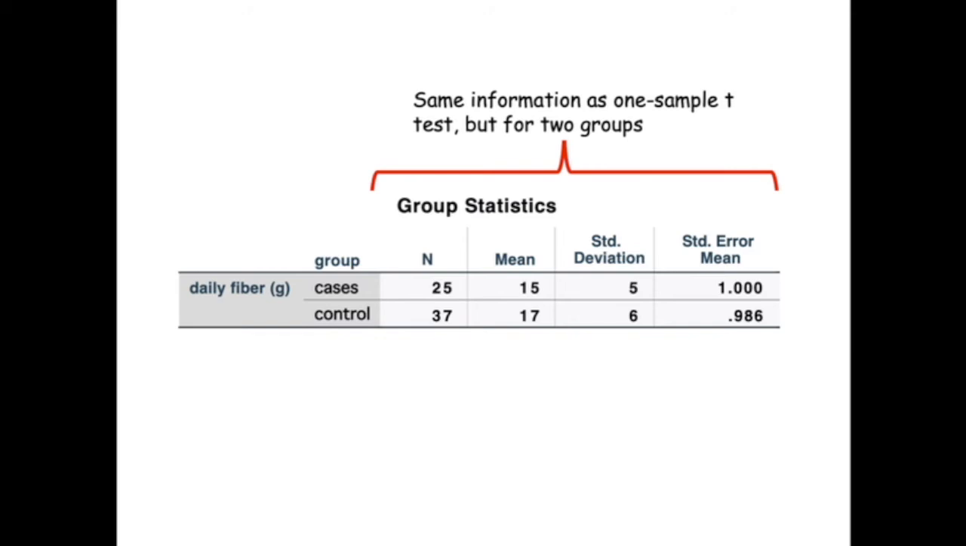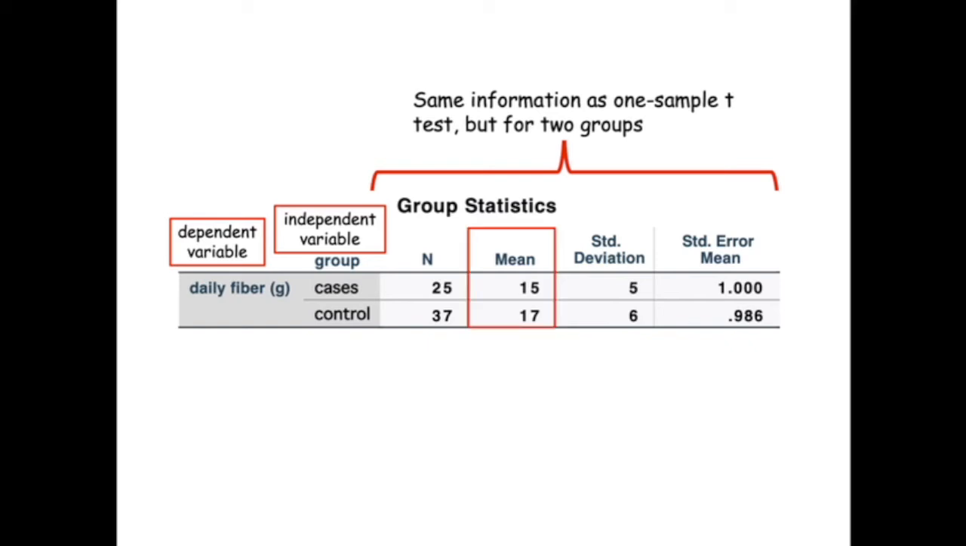The first table shows descriptive statistics. This is the same information you see with the one-sample t-test, but for two groups. The independent variable is listed here, and the dependent variable is shown here. The sample mean is lower for cases, but the t-test will tell us whether this difference is statistically significant.